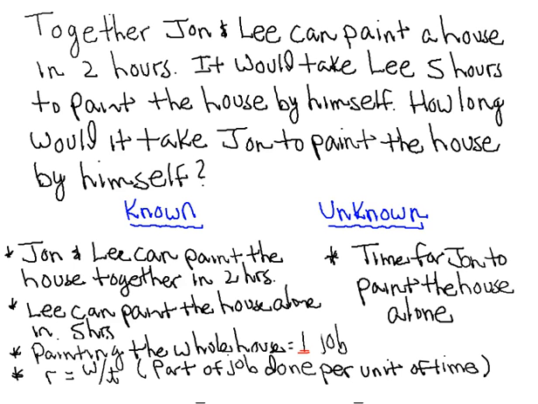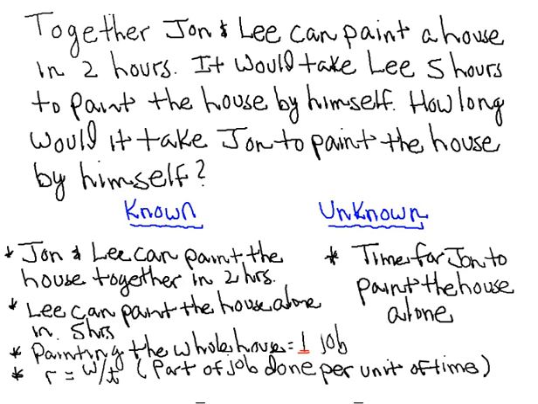Now, there are a couple other pieces of information that are not stated specifically in the problem, but which we need to understand to work this kind of problem. Any time that you have an entire job being done, we're going to represent that using the number 1. So in this case, painting the whole house will be represented using 1.